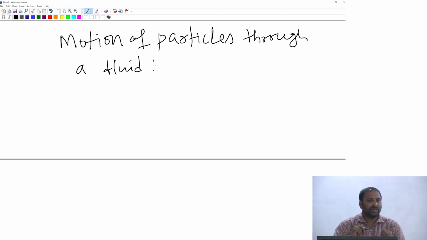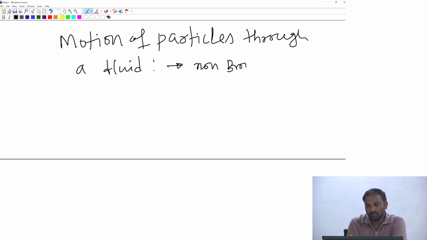Okay, so we're going to continue the same theme, that is the motion of particles through a fluid. However, we are going to look at the case of non-Brownian particles, that is, the particles that are much larger in size.